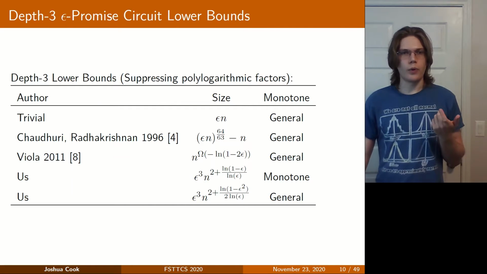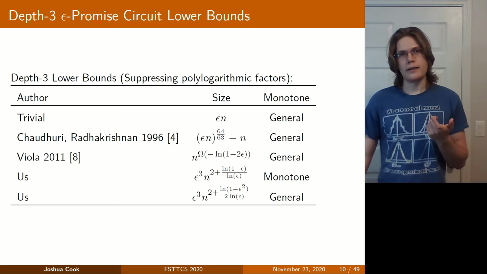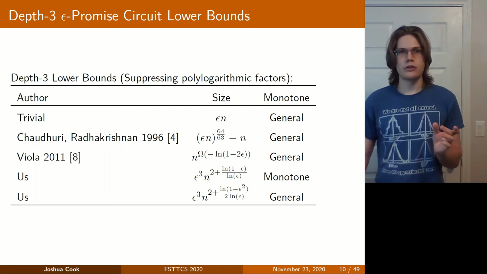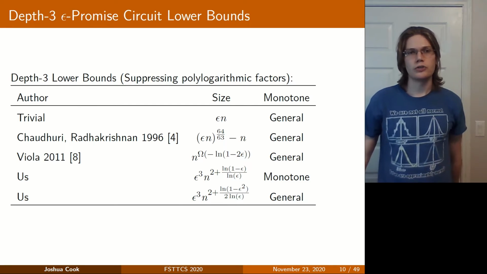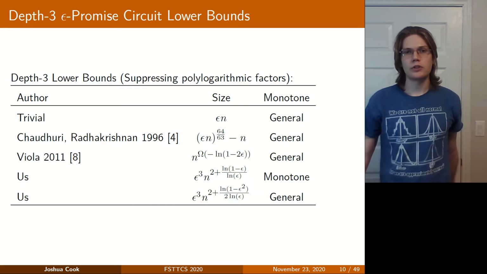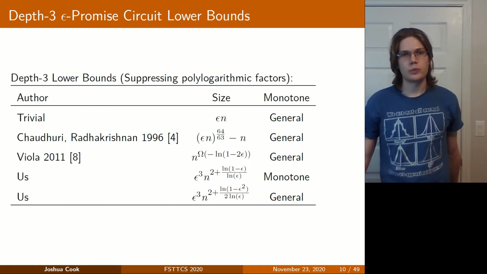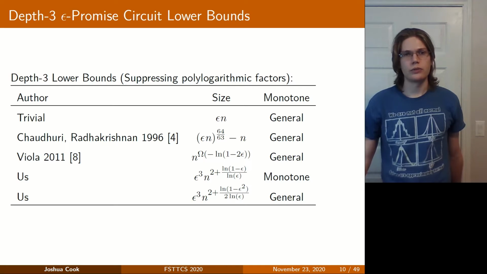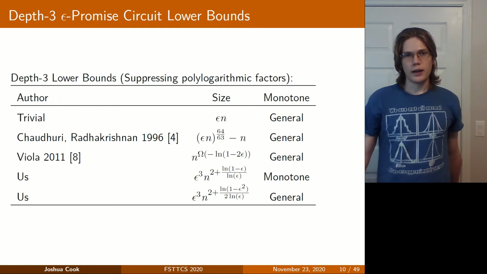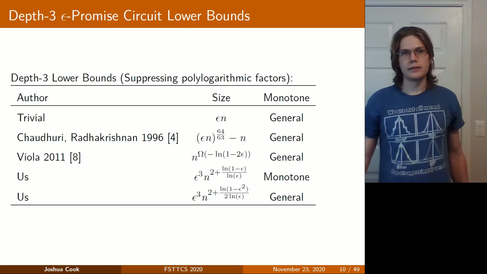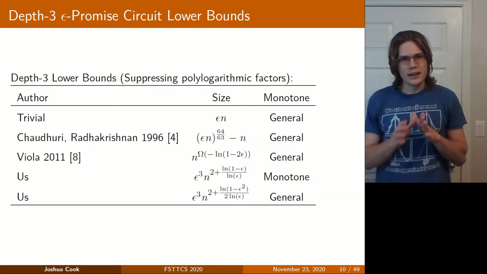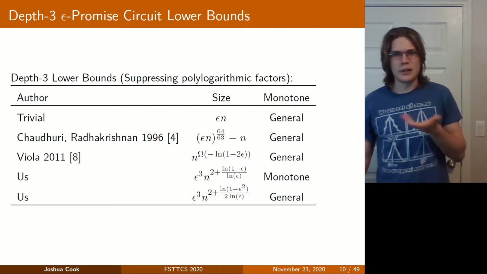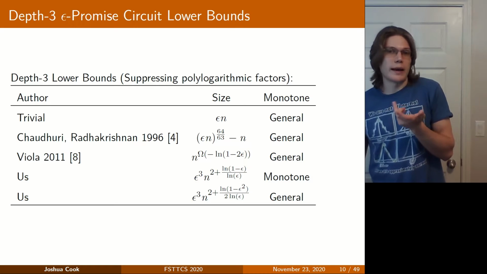But Chaudhuri and Radhakrishnan showed that, in fact, you require more than a linear number of gates. And then Viola, in 2011, showed that if epsilon gets very close to 1/2, you start needing a very, very large polynomial number of gates in order to compute promised majority. And so our result really helps in the case where epsilon is a constant that's big, but still less than something like 0.499.